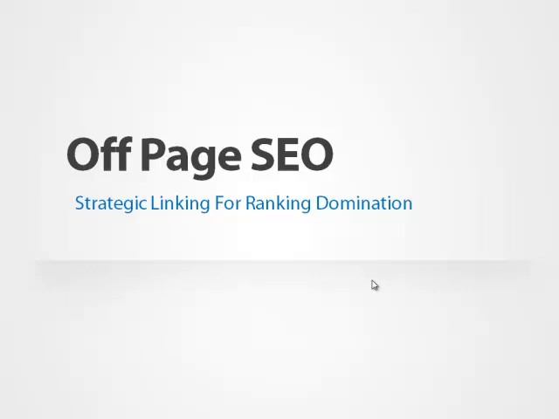In the next section, we're going to go over the off-page SEO, and this is the strategic linking. This is the linking that will give you ranking domination. Now you've already completely gone over what you need to do on your site and on the pages and within the actual content that you have. Now this is stuff that takes place off of your site. This is what makes it all happen.